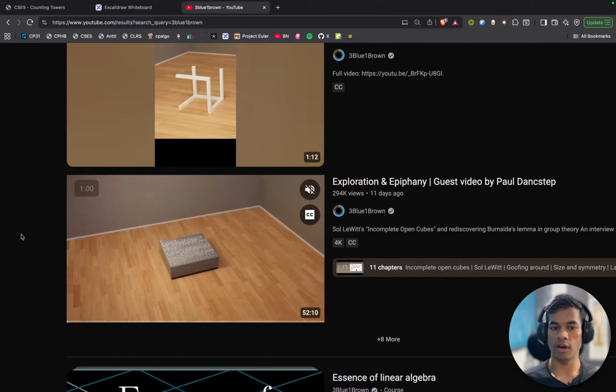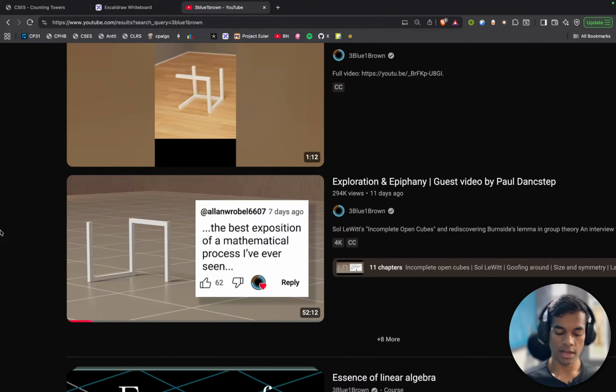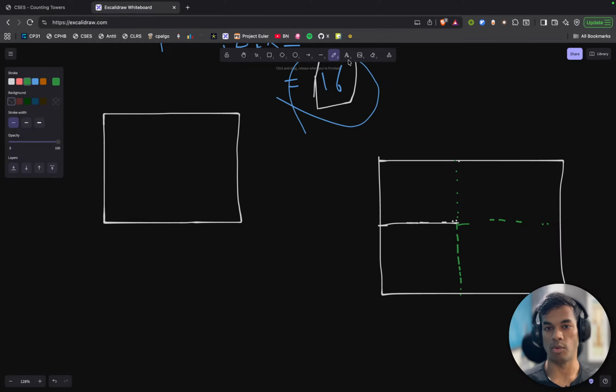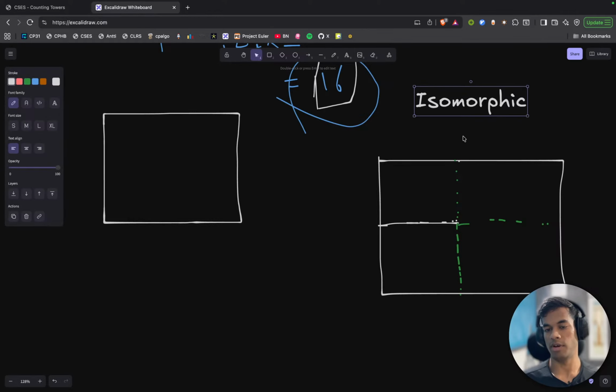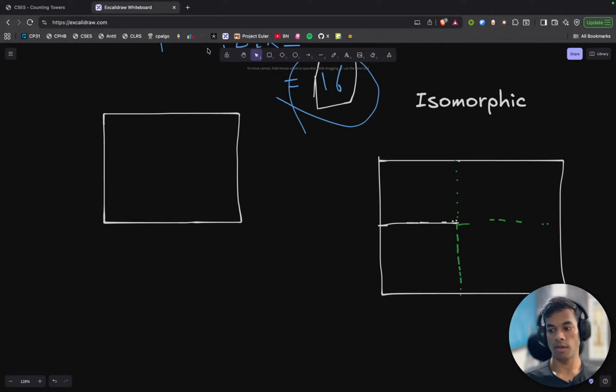What is the specific term? Not equivalent, isomorphic. These two problems are isomorphic, I would say. That is, they can be converted into each other. That problem was in 3D, this one is in 2D. This should be relatively easy.